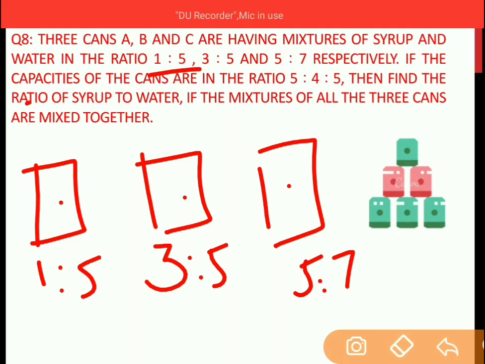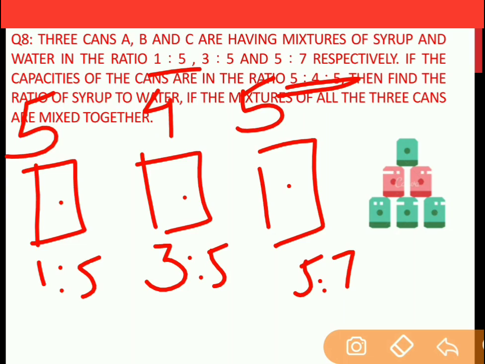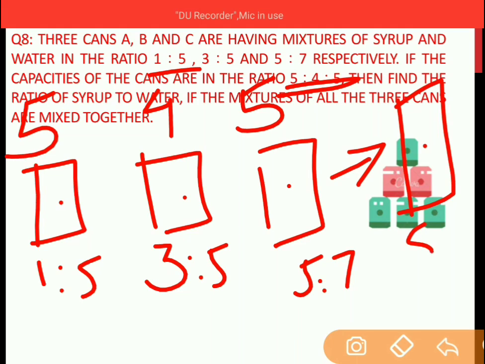Understood that 5 parts of the first can are taken. This ratio is given as 5:4:5, meaning 5 parts of the first can, 4 parts of the second can, and 5 parts of the third can are taken so as to get a mixture. Fine. Now this mixture will contain syrup and water. So this syrup to water ratio is what you need to find out.